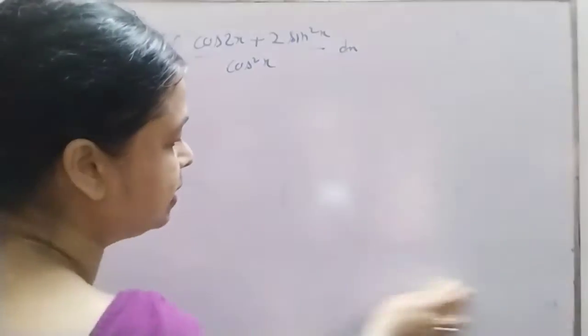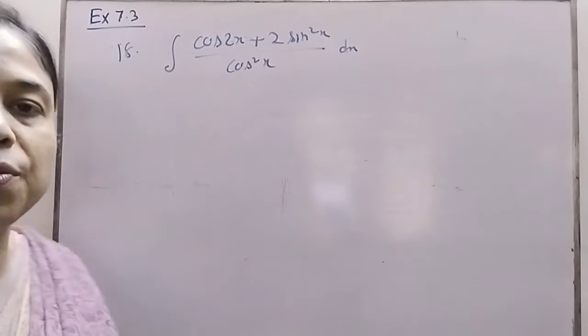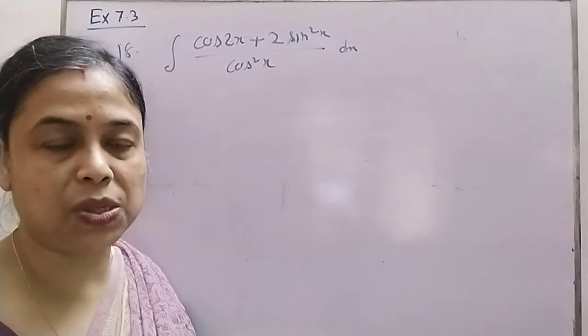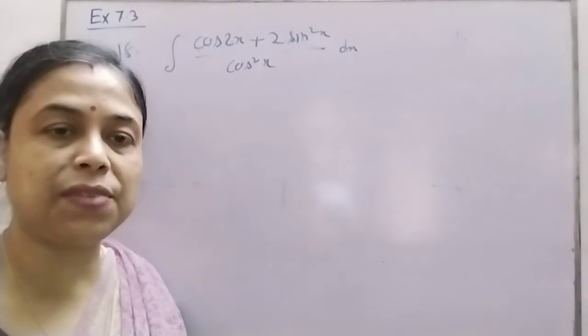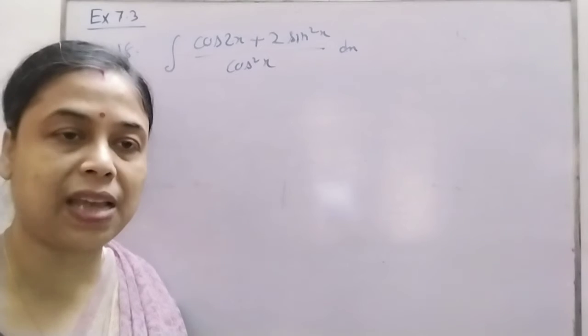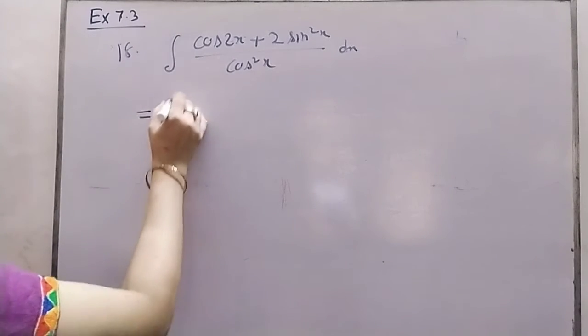One of the angles is a double angle, the rest are single angle x. So obviously we are going to break cos 2x in terms of x. But as there is 2 sin²x, I'm going to use the formula of cos 2x in terms of sine. What is that? 1 minus 2 sin²x. All the formulas, hope you understand it.